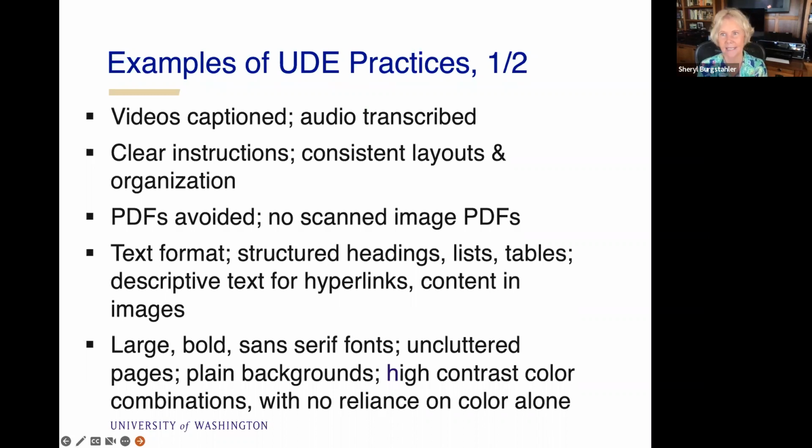Avoid PDFs. Like I said, if you want to use them, great, go and get some instruction. It will be extra work, but you can do that. Use structured headings, as I mentioned, and lists. Tables have some structure too. Descriptive text for hyperlinks and content in images. Be sure that you describe those. Now, I talked about the images and those being important for people who are blind, but hyperlinks also, look what I said here, descriptive text for hyperlinks.